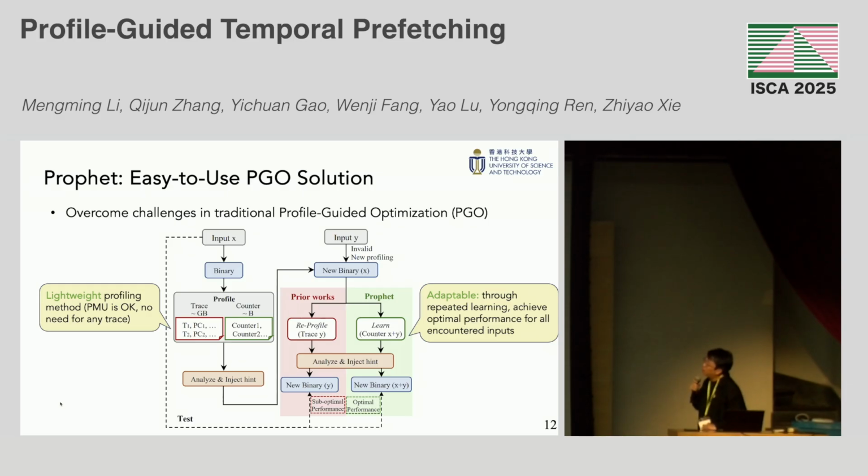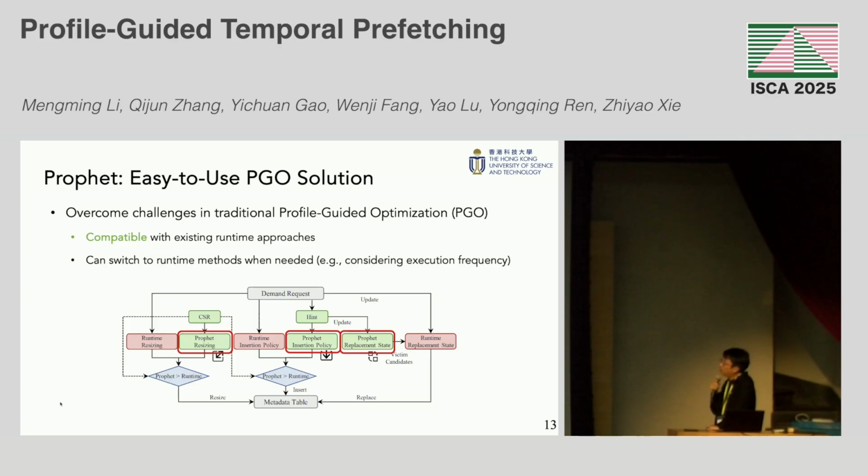Beyond temporal prefetching, Prophet overcomes several challenges in traditional PGO solutions. First, it's a lightweight profiling solution, which means that we do not use any trace systems or memory trace systems for profiling. We only use PMU to collect counters to profile the target binaries. Second, our scheme is adaptable, which means that through repeated learning, our scheme can achieve optimal performance for encountered inputs. In contrast, the prior solutions can only be effective for the latest encountered inputs.